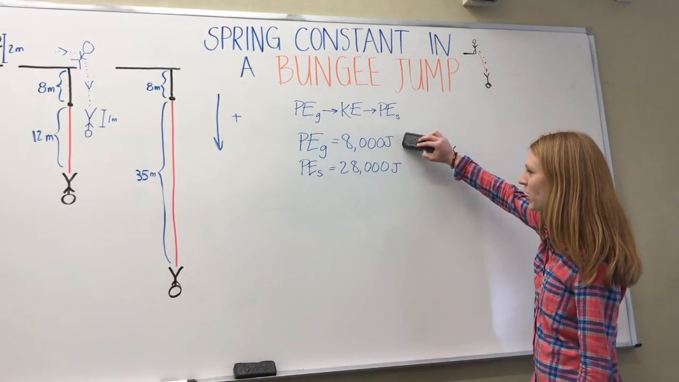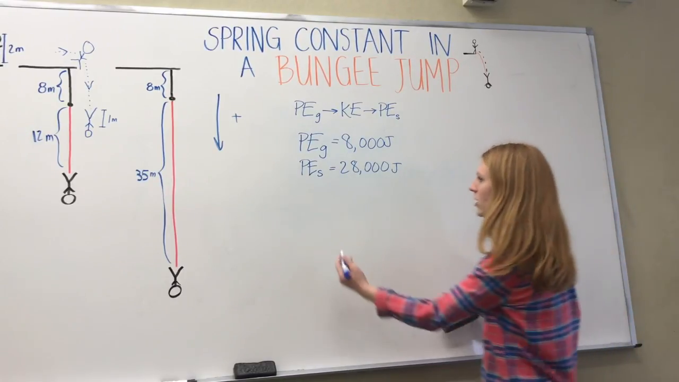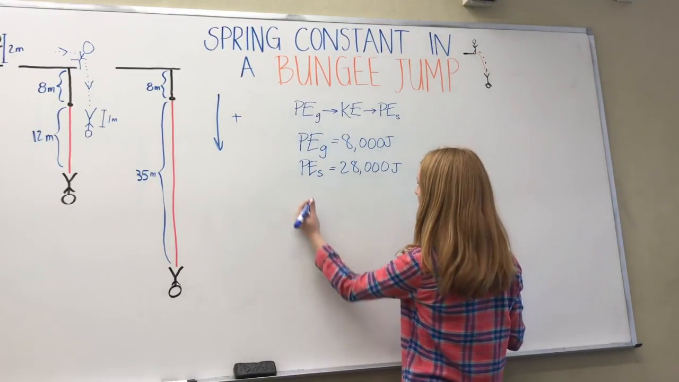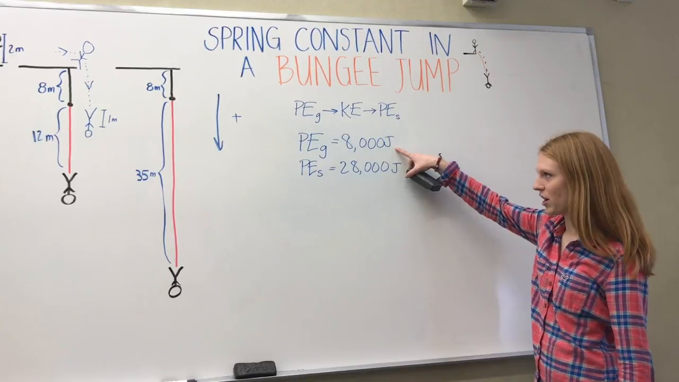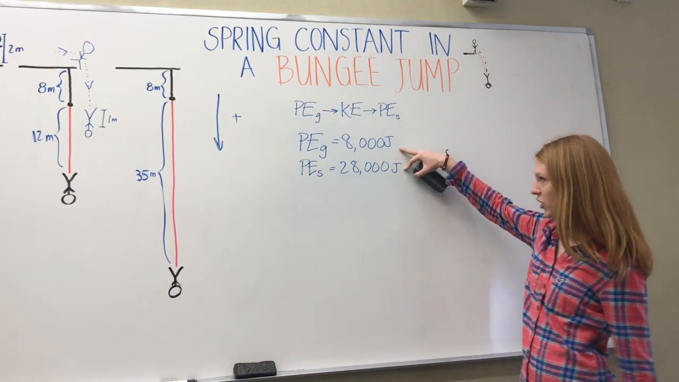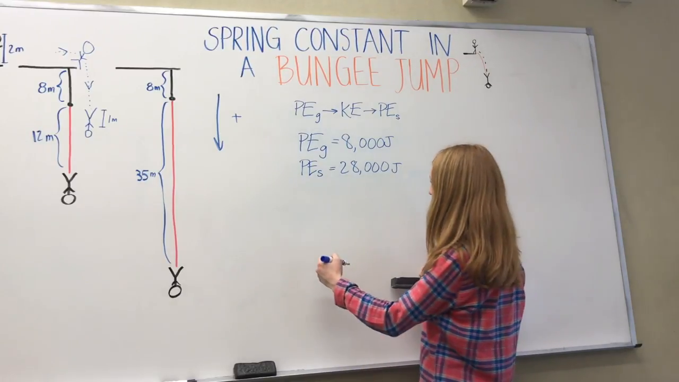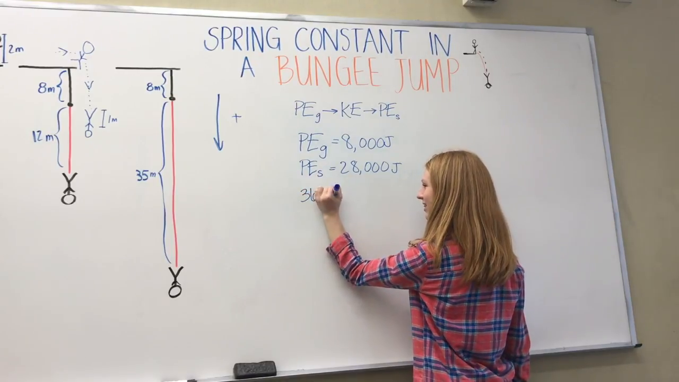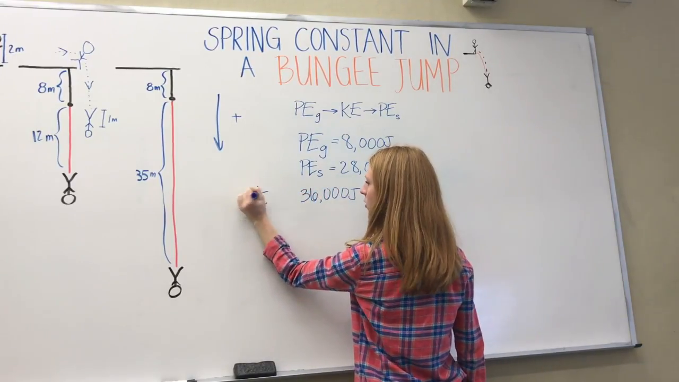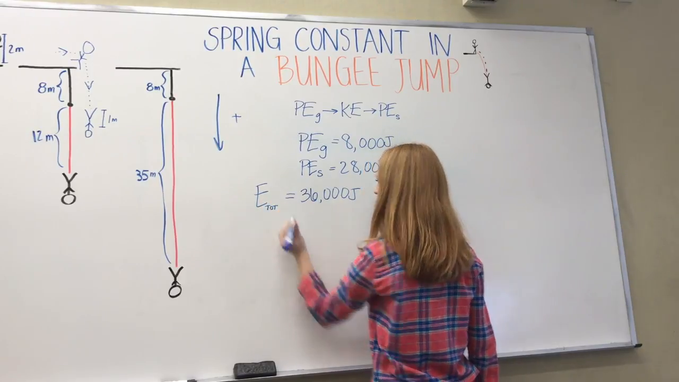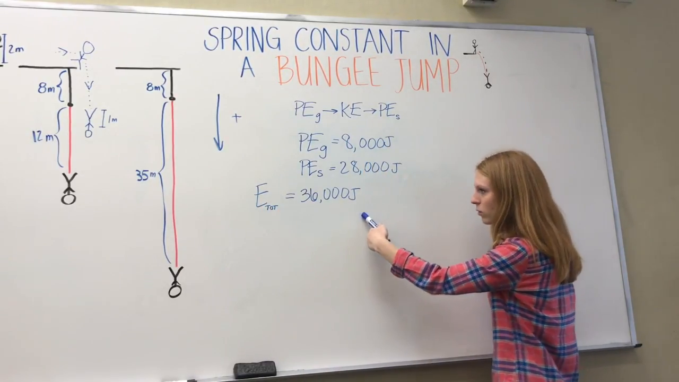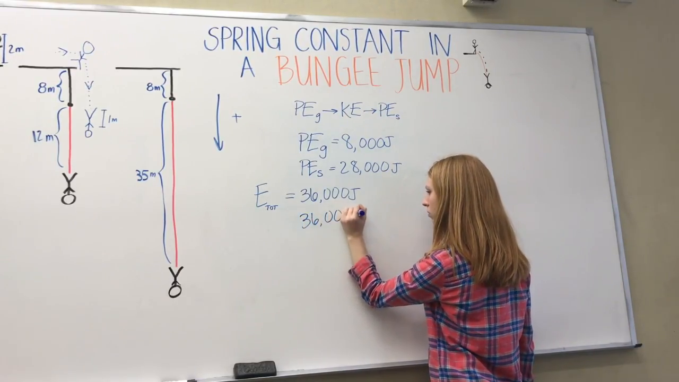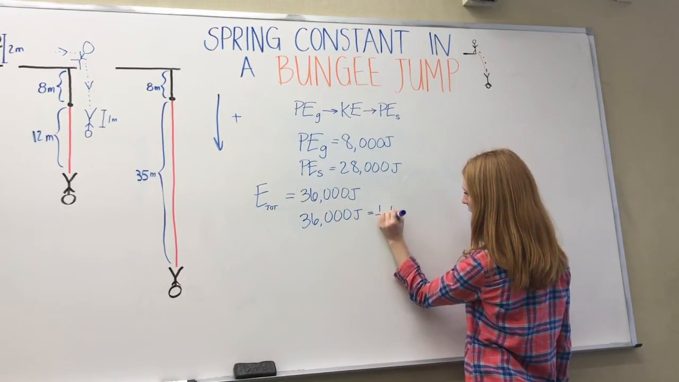Now that we've found gravitational potential energy and the spring potential energy, we're going to add the two to find the total energy. And 28 plus 8 is 36,000 joules, and that is the total energy. And now that we have this, we can set it equal to the spring constant equation, which is 1/2 kx squared.